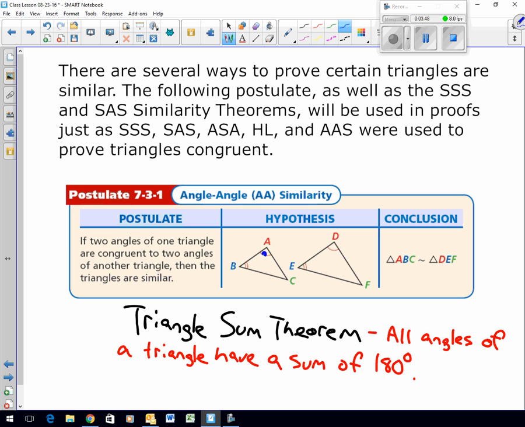If we went 90, 89, and 1, 90 plus 89 is 179, and 179 plus 1 is 180. Does that work? Sure, absolutely. It wouldn't look like that, but it would work. If we went 100, 100, and 100, would that be a triangle? Nope, it sure wouldn't. It does not classify as a triangle unless the interior angles have a sum of 180. Y'all good with that so far?